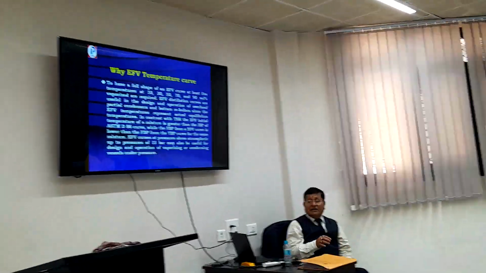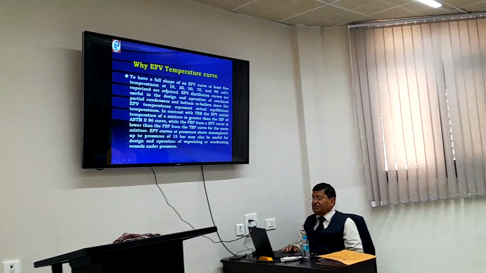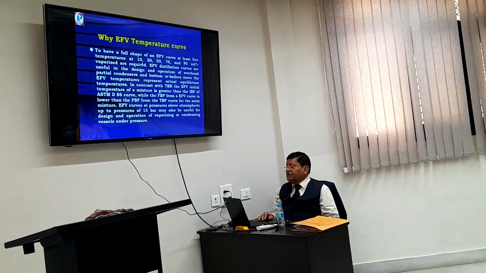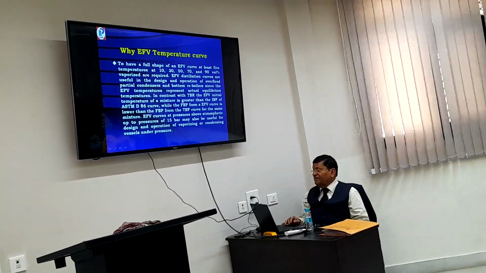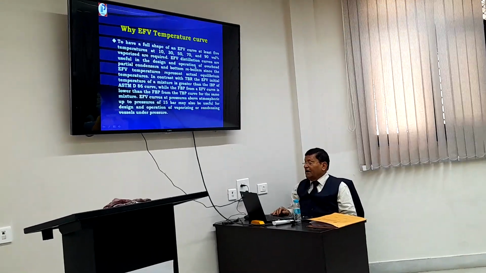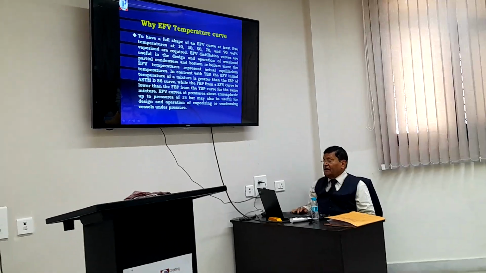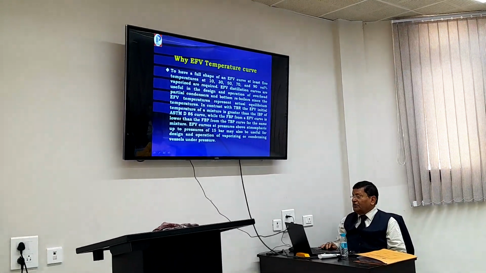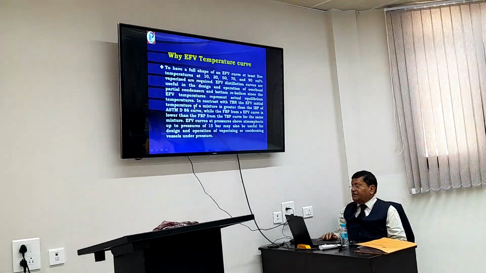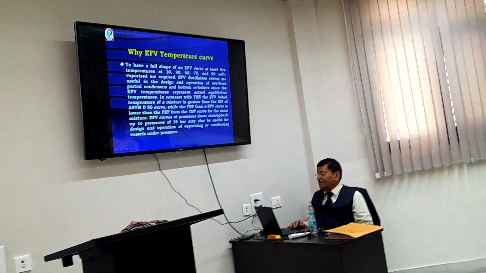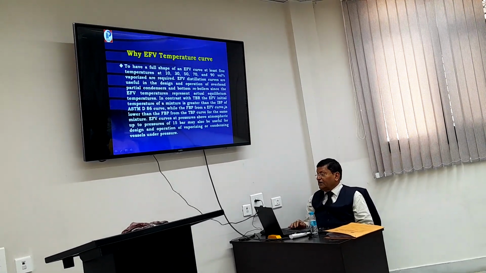That's why, to have the full shape of an EFV curve, at least 5 temperatures are required: IBP, 10, 30, 50, 70 and 90 percent vaporized. EFV distillation curves are useful for designing and operation of overhead partial condensers and bottom reboilers, since the EFV temperature represents the actual equivalent temperature. In contrast with TBP, the EFV initial temperature of the mixture is greater than the IBP of ASTM D86, while the FBP from the EFV curve is lower.